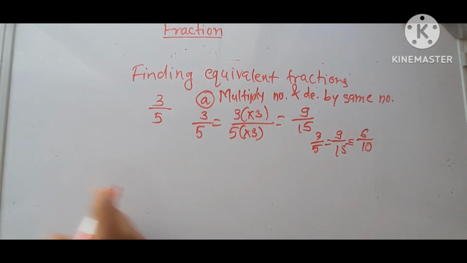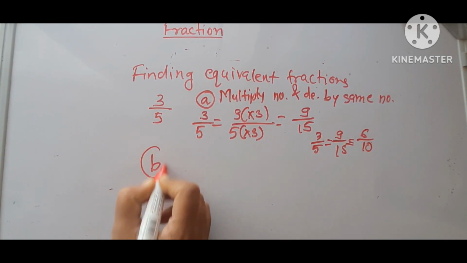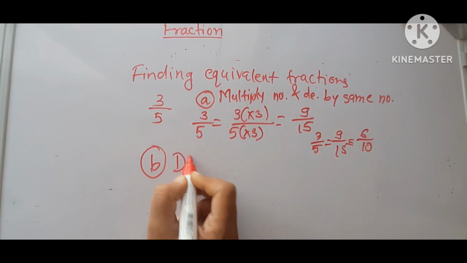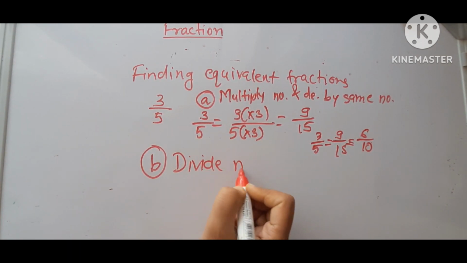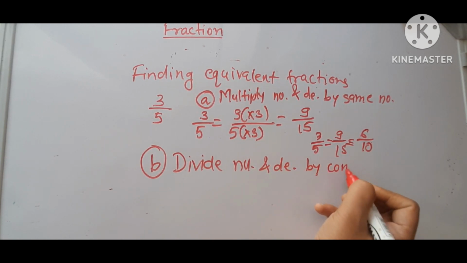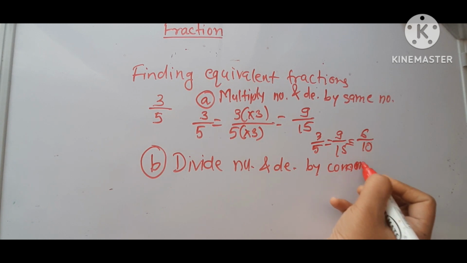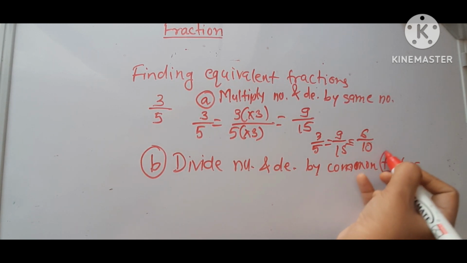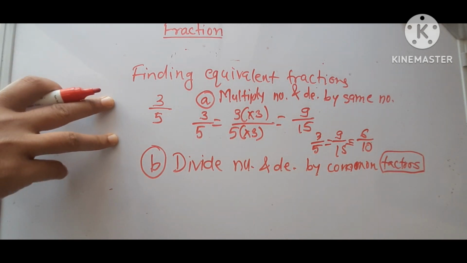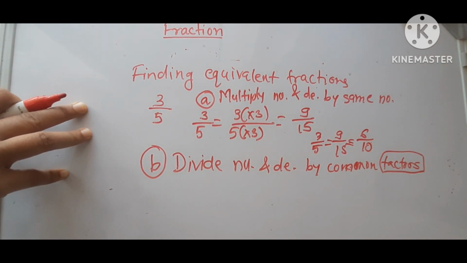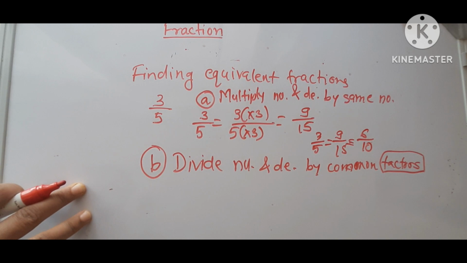The second method to find the equivalent fraction is to divide the numerator and denominator by a common factor. What are factors? Factors are the numbers that divide the given number completely, leaving the remainder as 0.